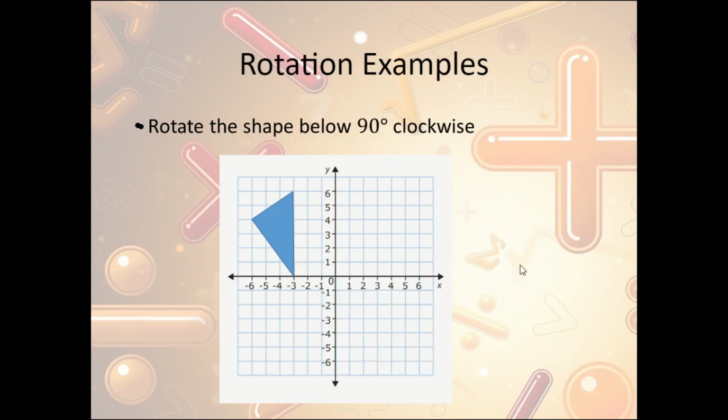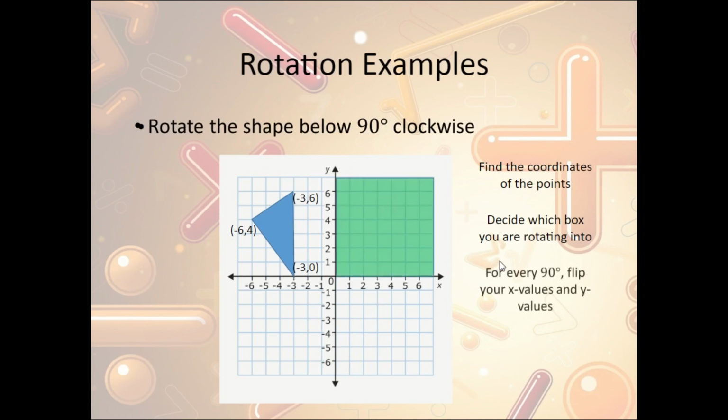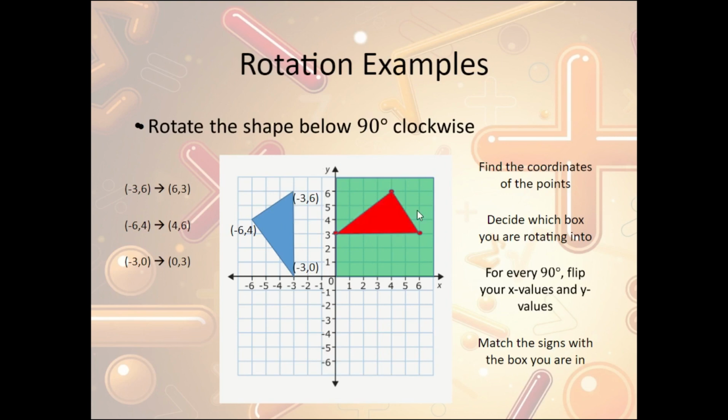Now 90 degrees clockwise, same thing, write out the coordinates. Decide which box we're rotating into. Well, 90 clockwise is going this direction, so it goes into this box here. And then for every 90, flip them. So 3, 6 becomes 6, 3, and so on. Then we match the signs. Over here, we are positive and positive, so these stay exactly like that. We plot our points, connect the dots, and now we have our triangle that's exactly the same.